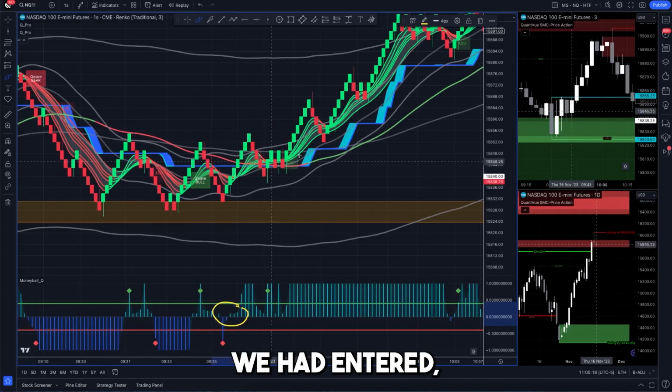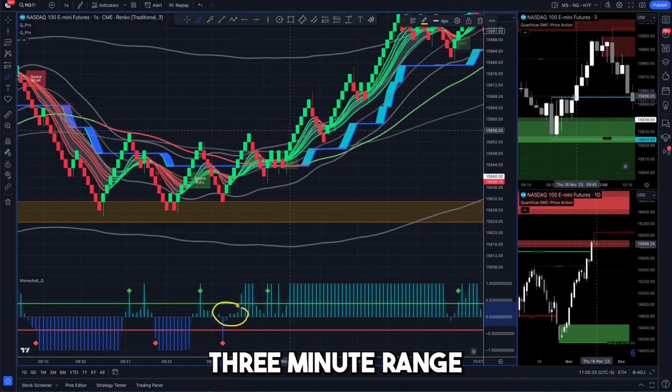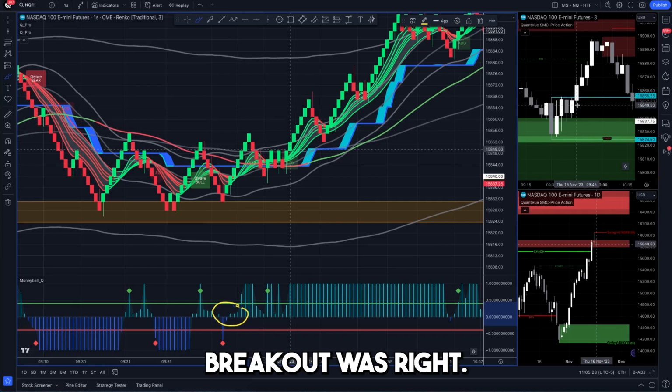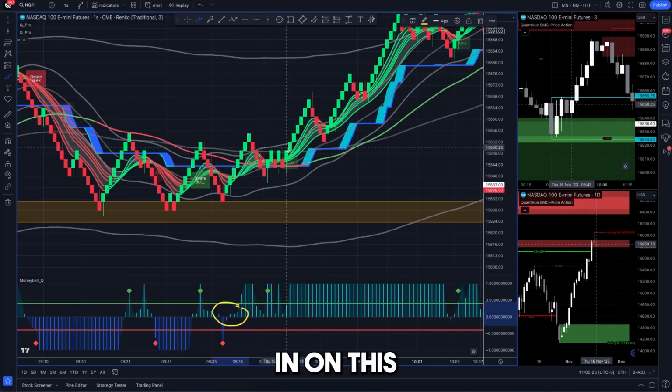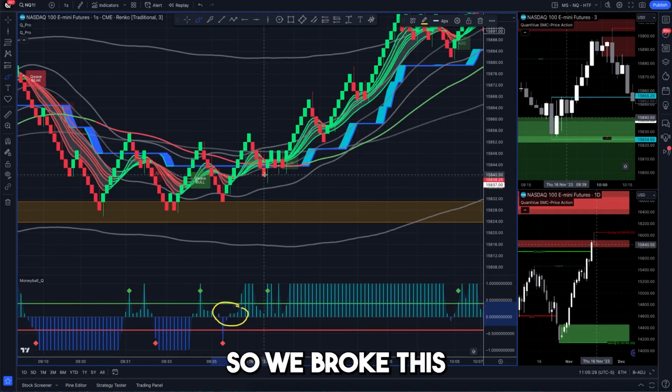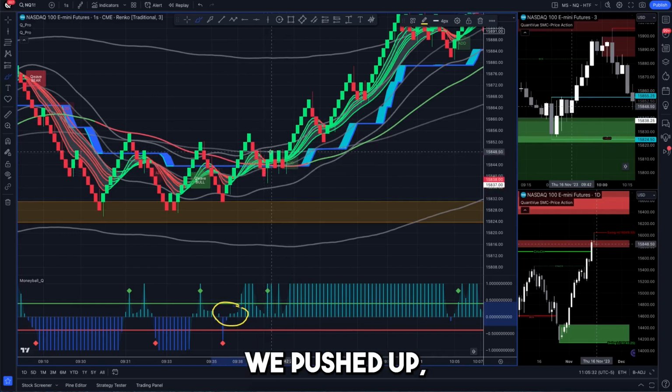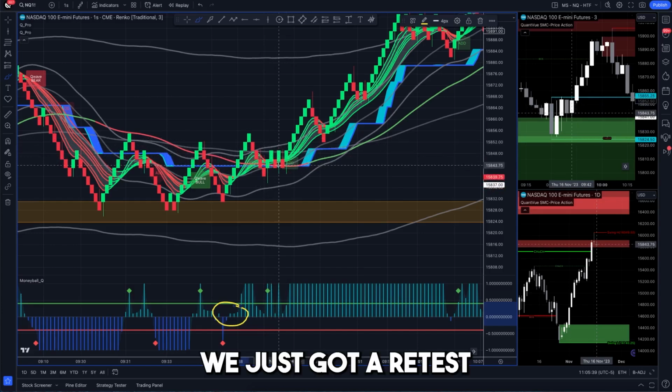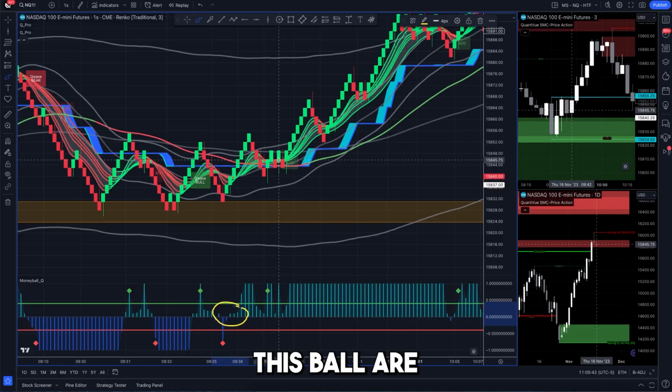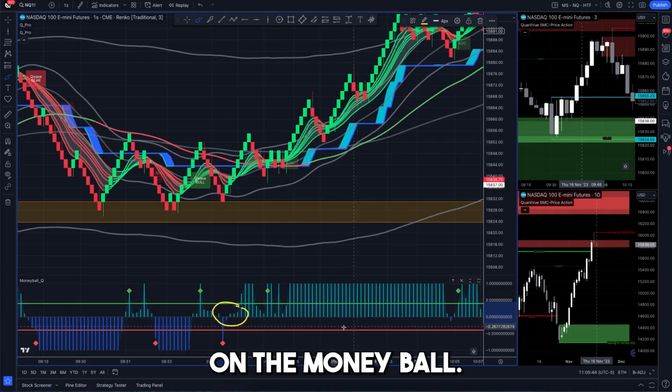So where we had entered, which played out perfectly with the 3-minute range breakout, was we entered in on this brick here. So we broke this Q wave ribbon, we pushed up, we broke it again, and then I had entered in right here on this brick. First print up. We just got a retest of the ribbon. Said, okay, this bull alert's still in play. We have bullishness on the money ball.